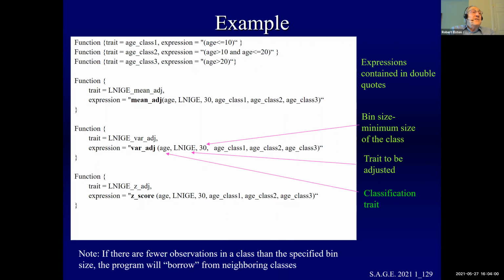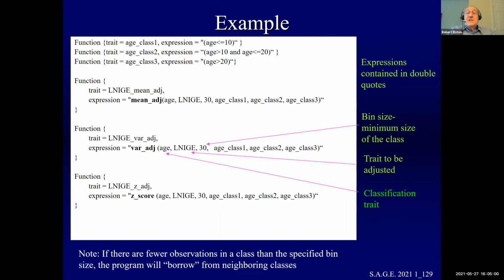And then underneath, you can say, okay, the next function could be the log IGE variable, variance adjusted. And what that will do is divide by the standard deviation separately for each of these 3 classes. But if there isn't at least 30 in each class, it will borrow from a neighboring class to make it up to 30. Similarly, in the third function, you're going to get this trait, LNIGE Z adjusted, and it's going to be a Z score for all these in the same way, doing it separately for each class, taking away the mean and dividing by the standard deviation, but making sure you have in effect at least 30 individuals to do this for each time you get a Z score.